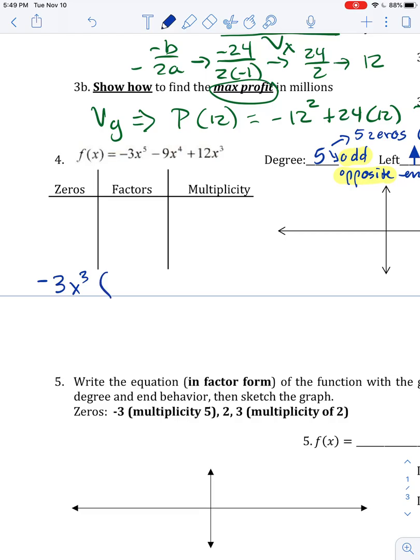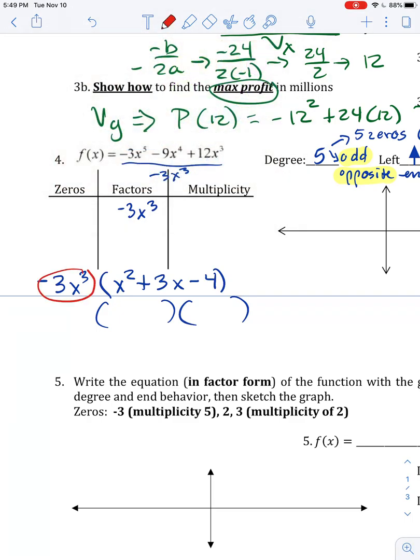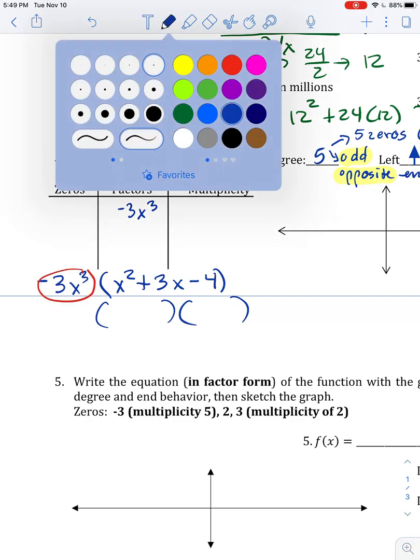3 goes into everything, and x to the third goes into everything. So if I divide each of these pieces by a -3x cubed, I'd end up with an x to the second plus, because the negatives would cancel, 3x, and then minus 4. So one of my factors is -3x cubed. These I now need to factor to figure those out because I only so far know that this is one of my factors.